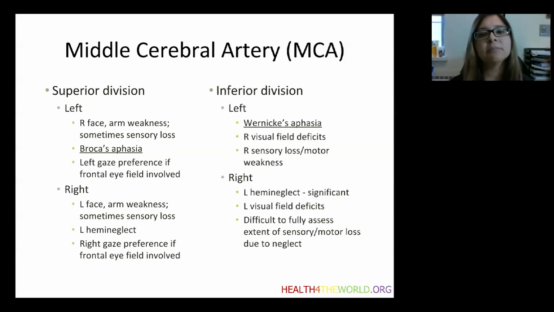And at times it can be difficult to assess the extent of sensory and motor loss with this type of stroke due to the severity or the profoundness of the neglect we sometimes see with this kind of stroke. And so it's important to keep in mind that we want to make sure that we are assessing appropriately for neglect as well as sensory and motor loss.